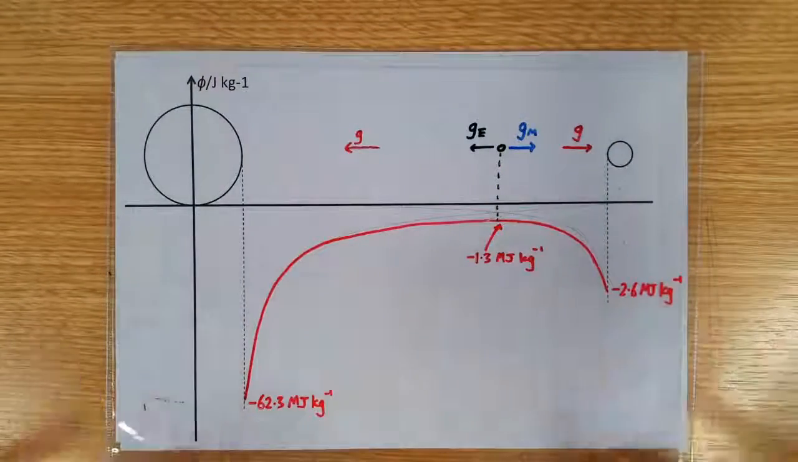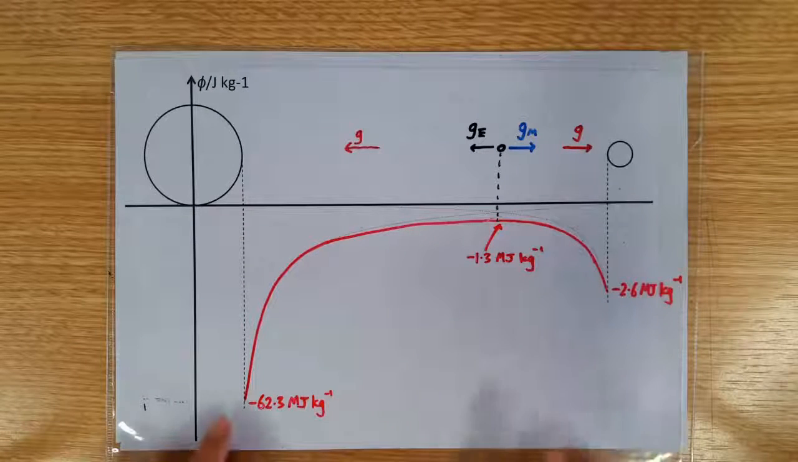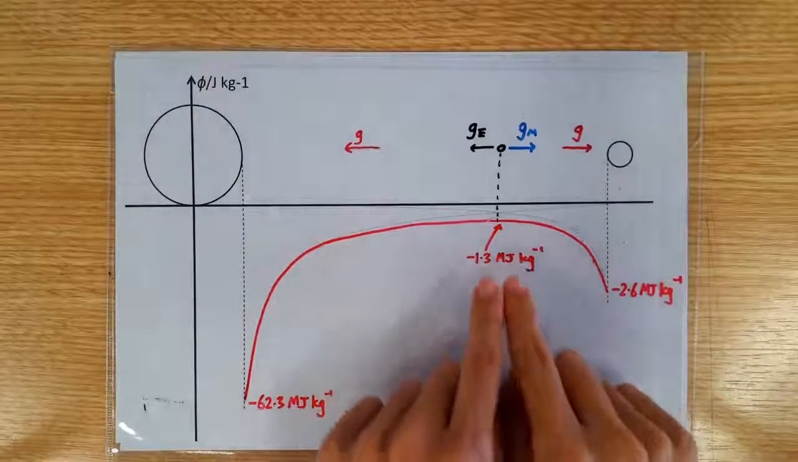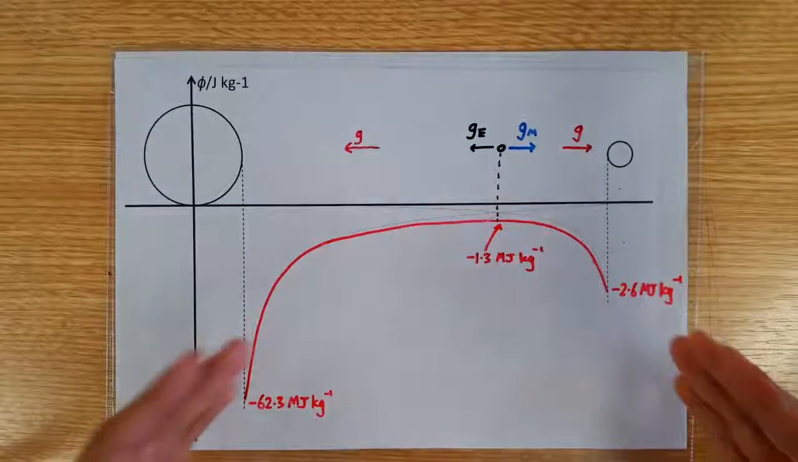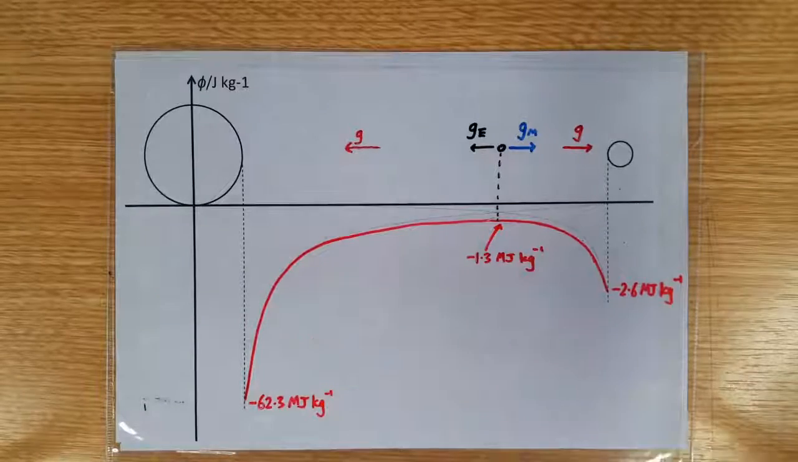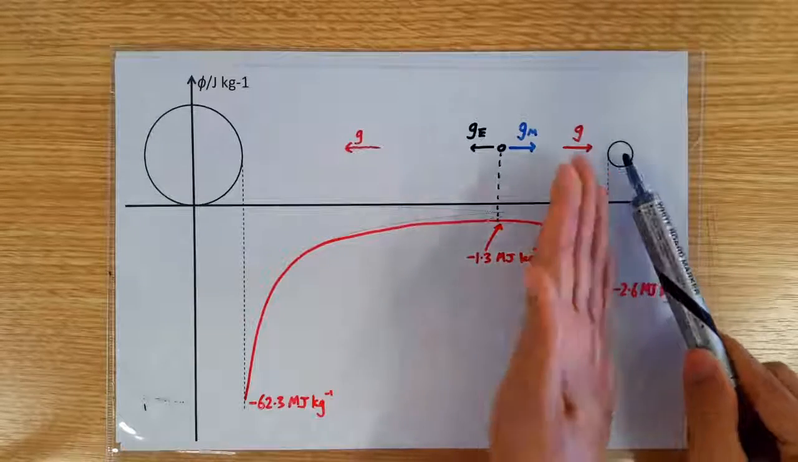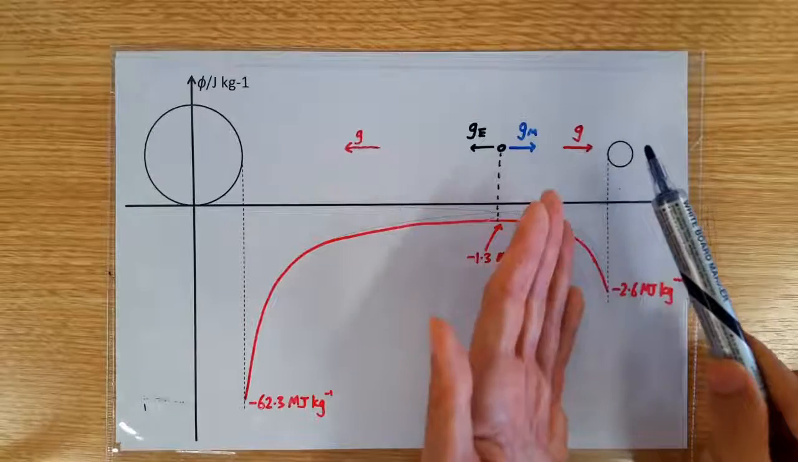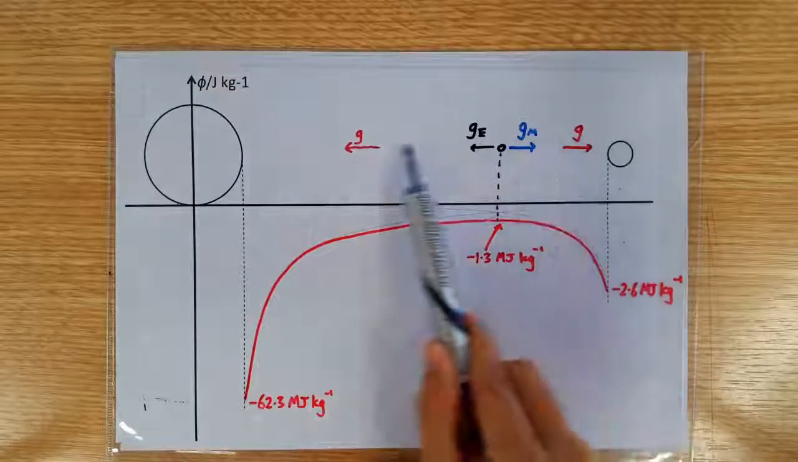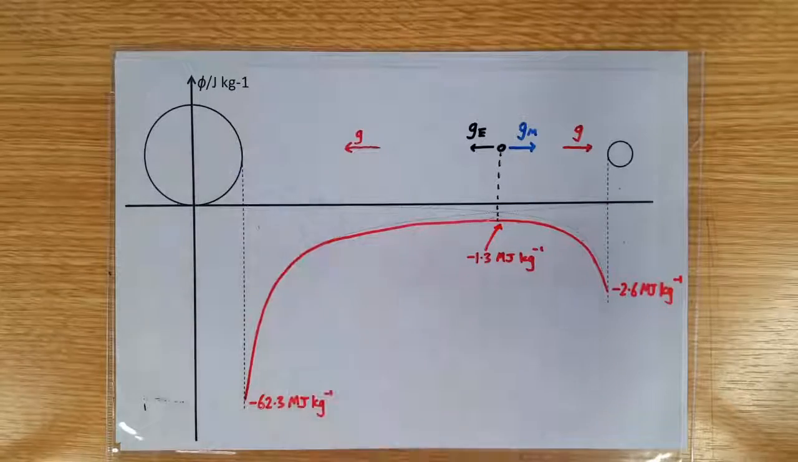Let's put in some numbers. Let's say the resultant potential on the surface of the Earth is negative 62.3 megajoules per kilogram. On the surface of the Moon is negative 2.6, and the maximum potential, where the potential landscape peaks, is negative 1.3 megajoules per kilogram. Suppose I want to throw a stone from the surface of the Moon. At what speed must I throw the stone such that it can arrive back on Earth?